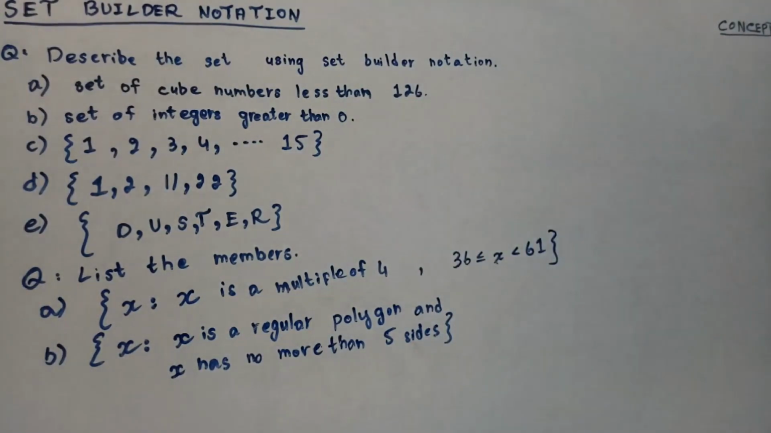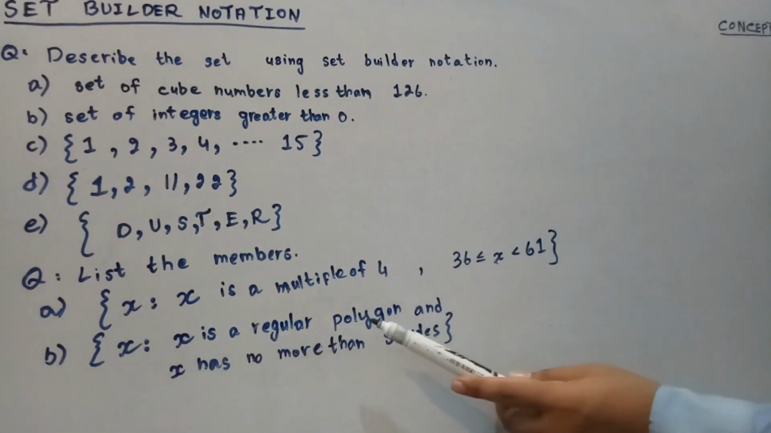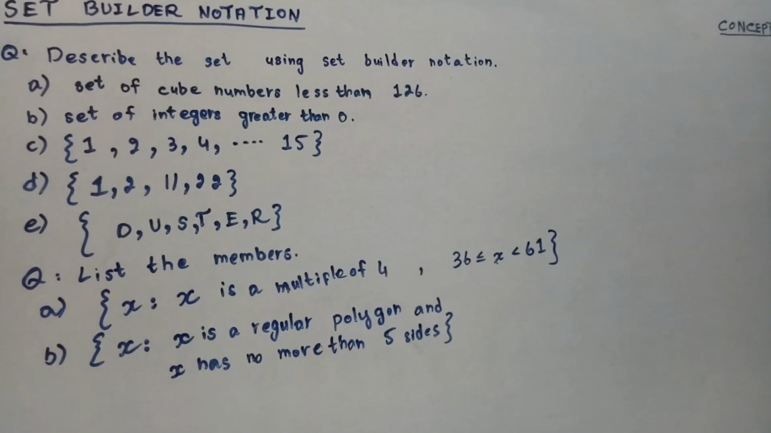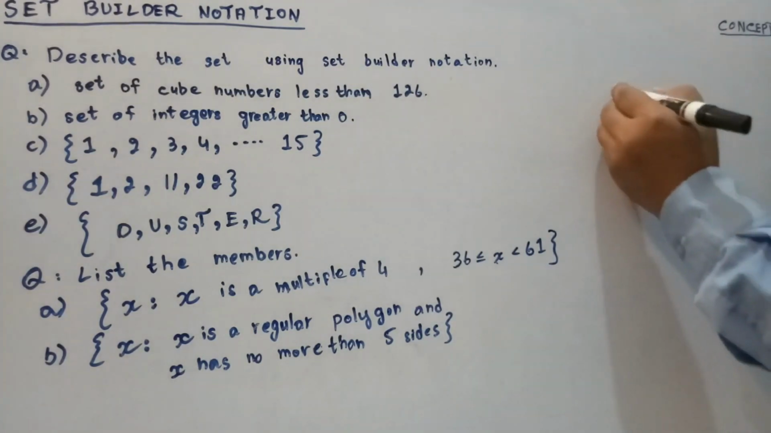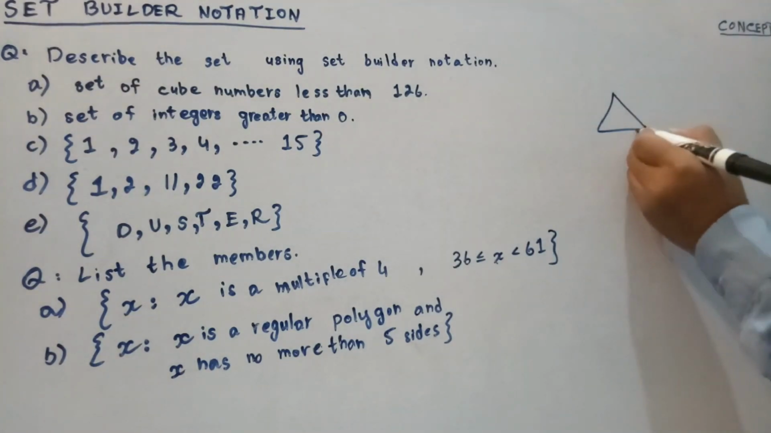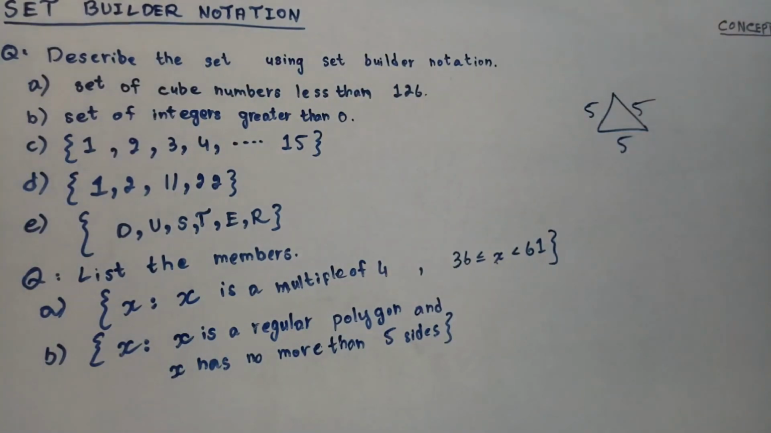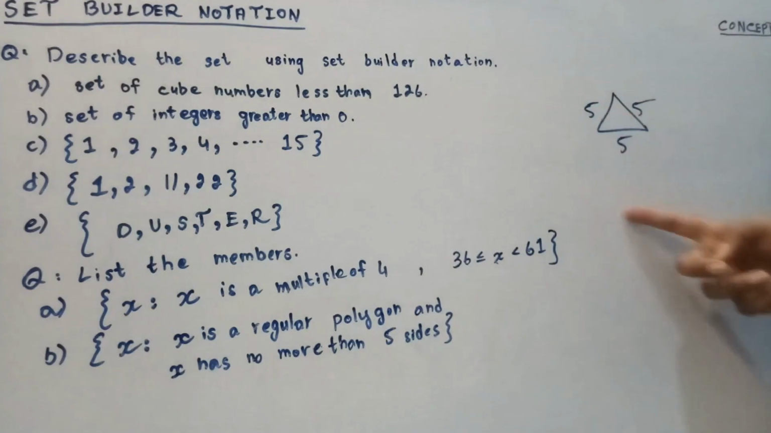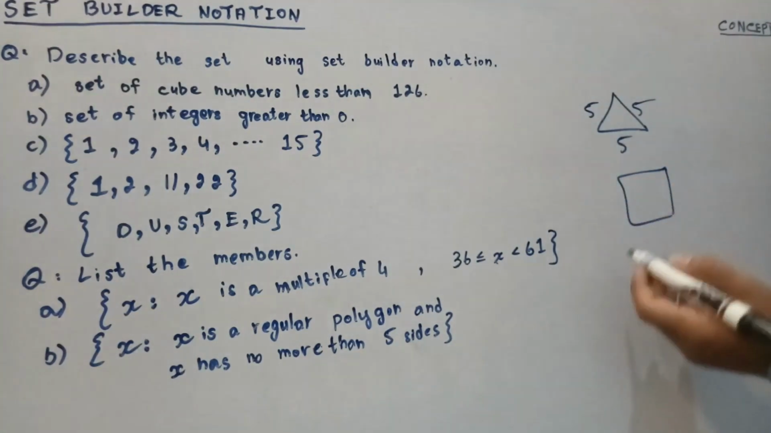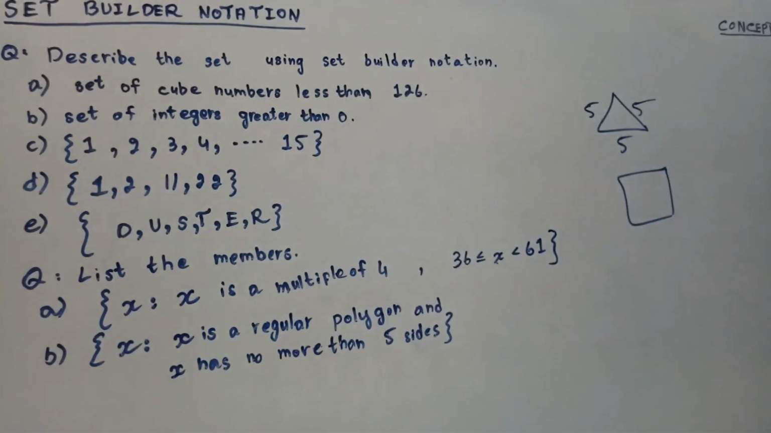Here it is said that we have a set A, let's say any set, and in this the elements are X, such that the element is a regular polygon. Regular polygon means a figure, which can be any figure, that has all sides the same. Let's say we have a triangle with 5 centimeters on each side. You can see all the sides are the same, so it is a regular polygon. Similarly, a square has all sides equal, so it is also a regular polygon. So regular polygon means shapes which have the same sides.